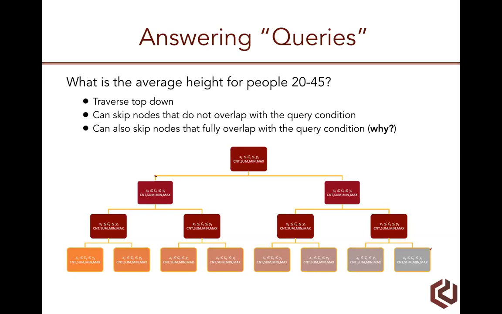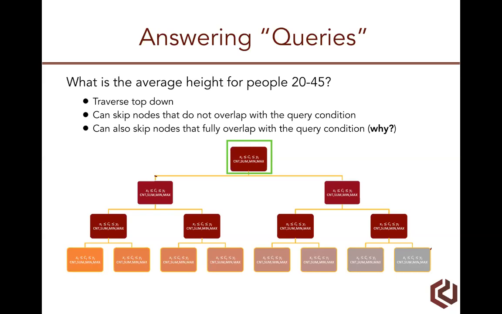I find nodes in the tree that align with this 20 to 40 age group. Nodes in the tree, partitions that are completely disjoint, can be skipped because they have no impact on the answer. Nodes that are fully overlapped, I can just fold them into the answer deterministically because I've summarized that entire node, right? I've summarized that entire partition.